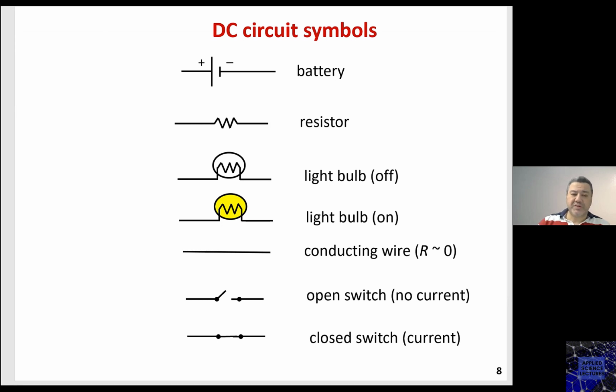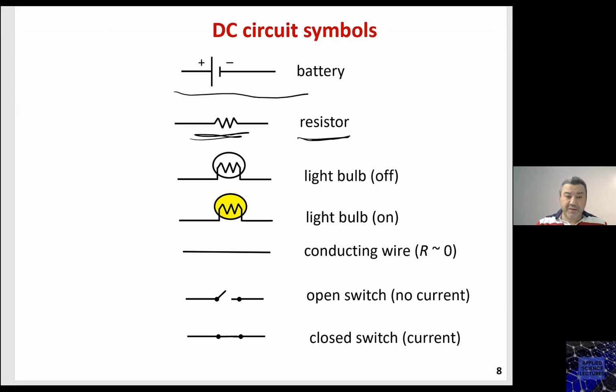Now, the components that we will be seeing in our DC circuits are the following. We have the batteries. The symbol for the battery, as you can see, is two lines. One of them is longer than the other one. The longer one is the positive. The shorter one is the negative. We have the resistor. The symbol for the resistor is this. We have a light bulb that is off, we have a light bulb that is on, and we have the conducting wires.